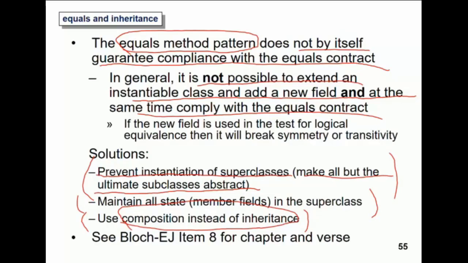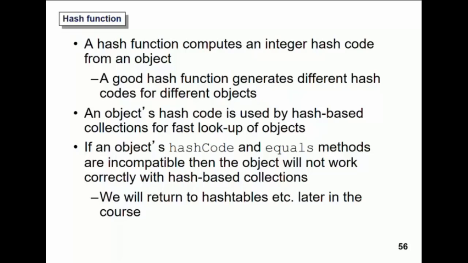But if you want to read in more detail from now, then look at Joshua Bloch's Item 8 for more explanation. As I said, another method that we need to override, especially if you override the equals method, is the hashCode method as well. The job of the hashCode function is to compute an integer hashcode from an object, and it's used in different scenarios.